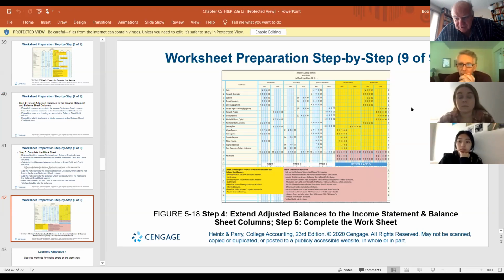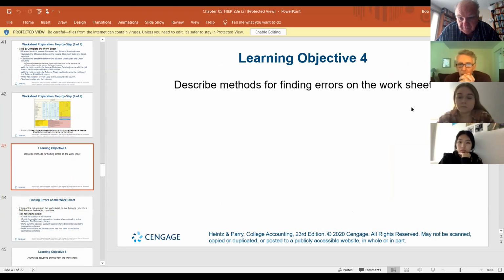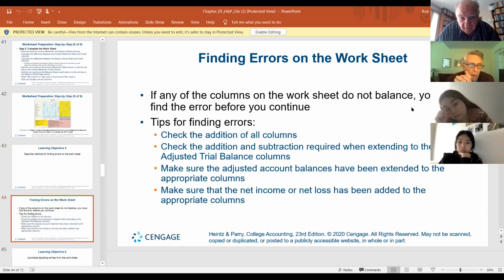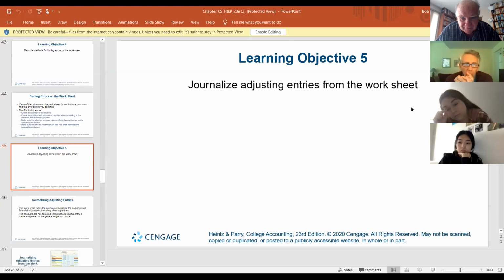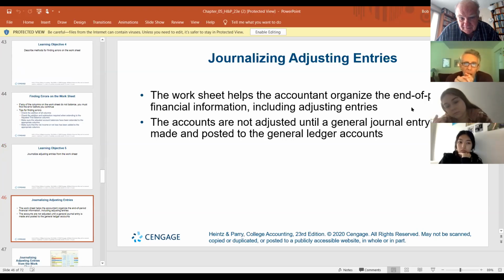Every company uses something like this. Of course, it'll be on a screen, but this is it. And they talk about finding errors. Yeah, we already talked about that. The worksheet is a tool of organization. I don't think I could ever prepare a financial statement without using that kind of worksheet. Nobody could.